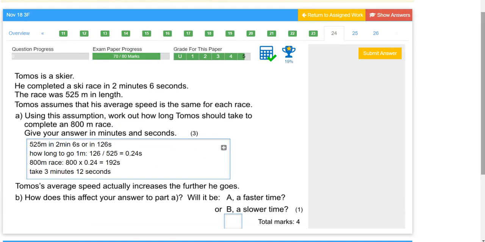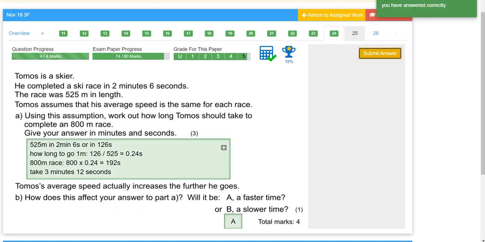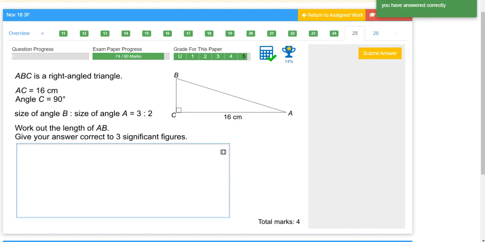Well, if you think about it, he's going faster and faster and faster, and then obviously it's going to be a faster time. It's going to be less than 3 minutes 12 seconds. So it's going to be a lower actual time, but it's faster. So therefore we're going to go for A and see how we do. Looking good. 2 questions left in this exam paper.